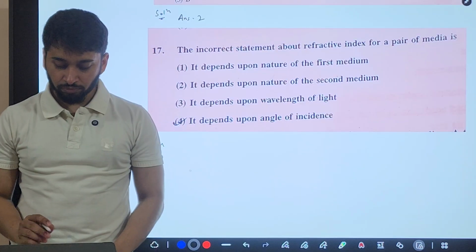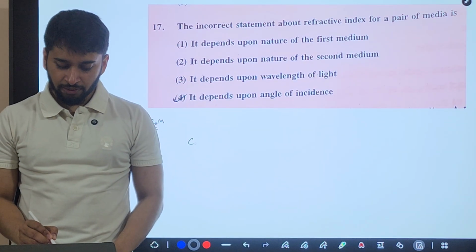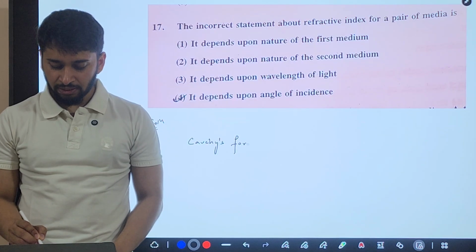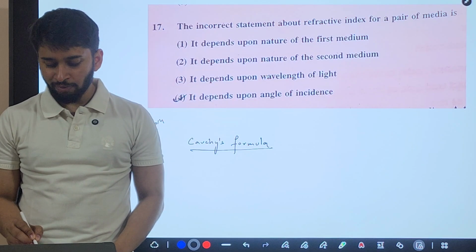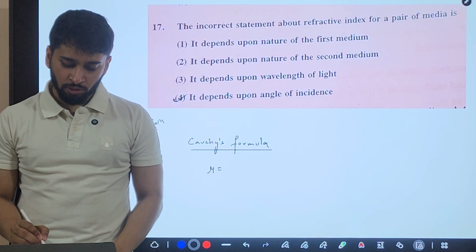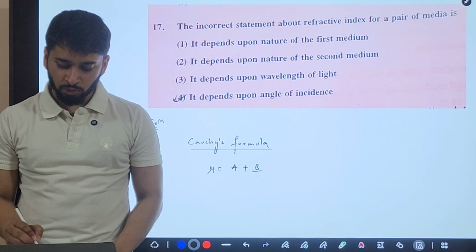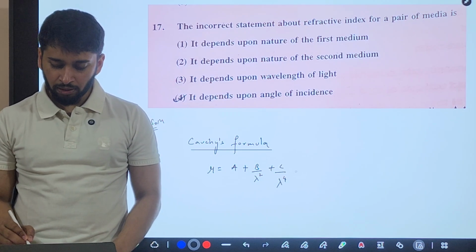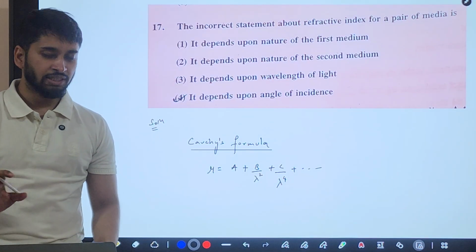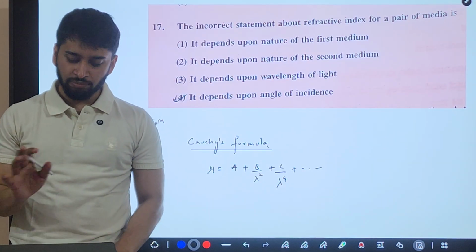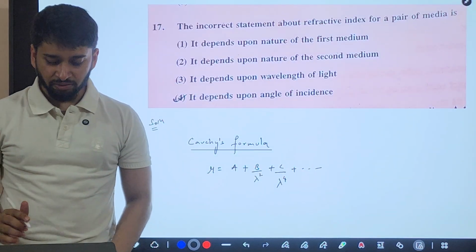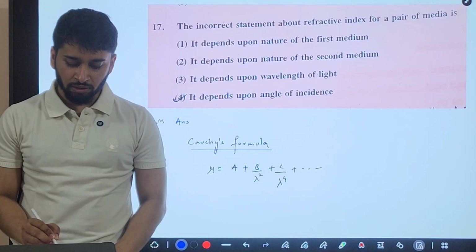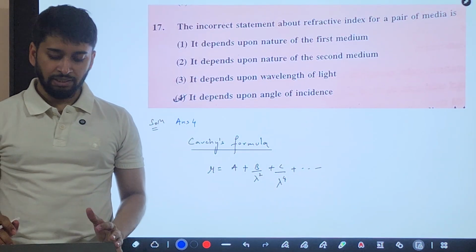We have Cauchy's formula, which says that mu is equal to A plus B by lambda square plus C by lambda to the power 4 and so on, where A, B, C are constants depending upon the material. So it depends on the wavelength as well. Roughly you can say inversely proportional to wavelength. But it does not depend upon the angle of incidence. So here the answer will be option 4. Great. Let us see the next one.